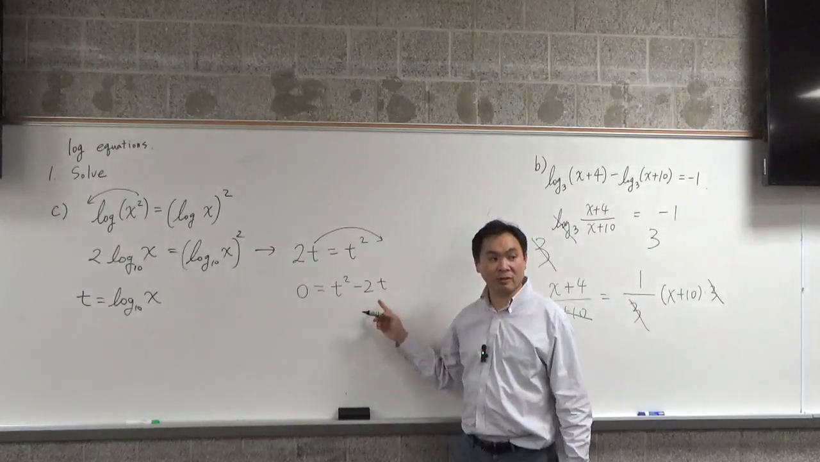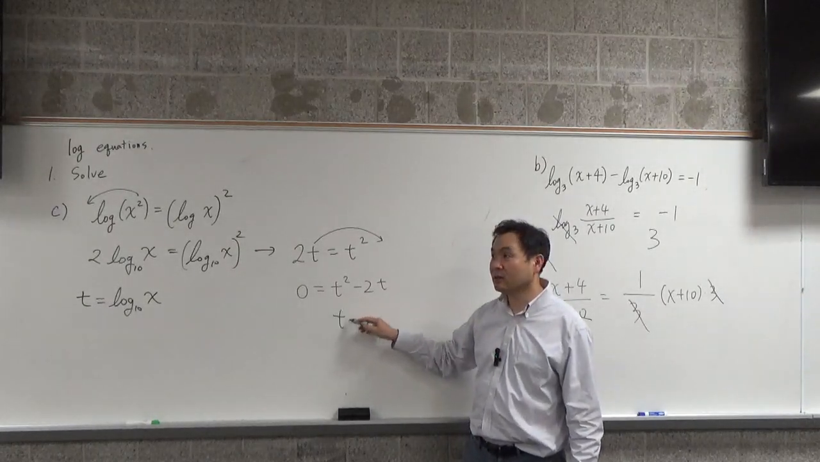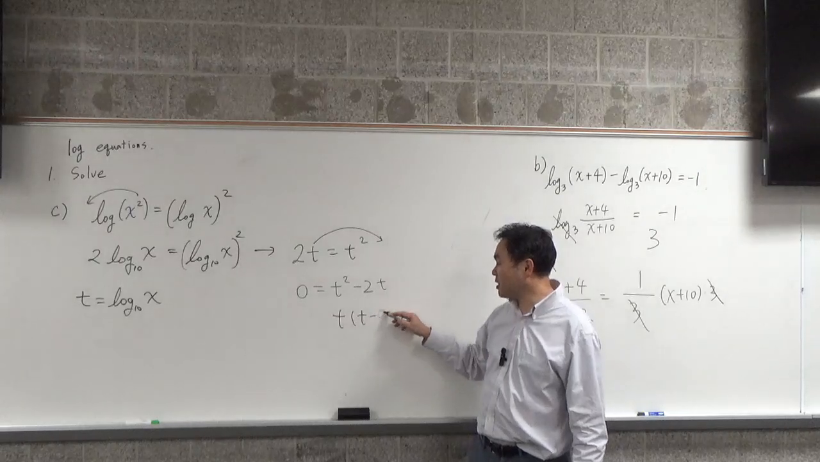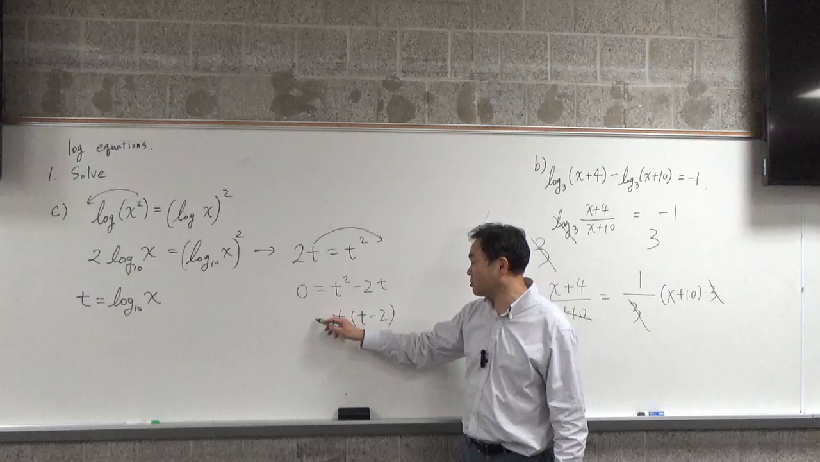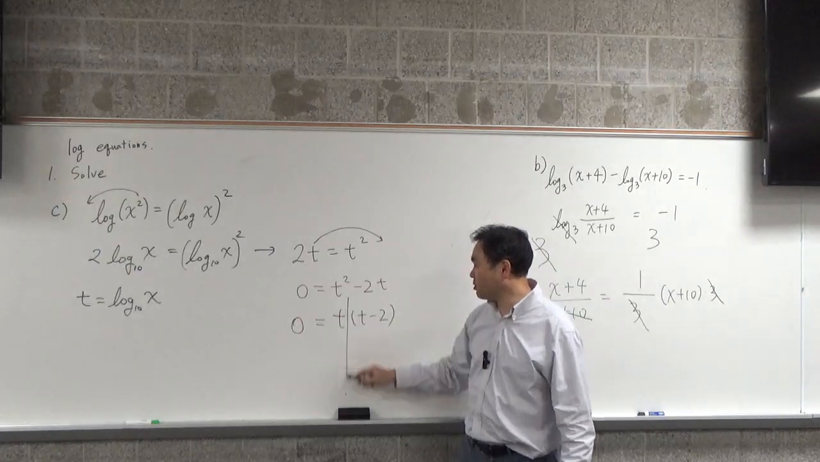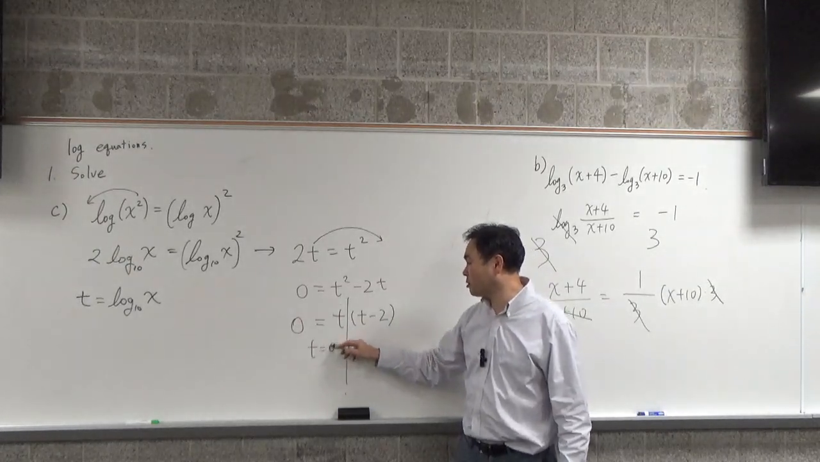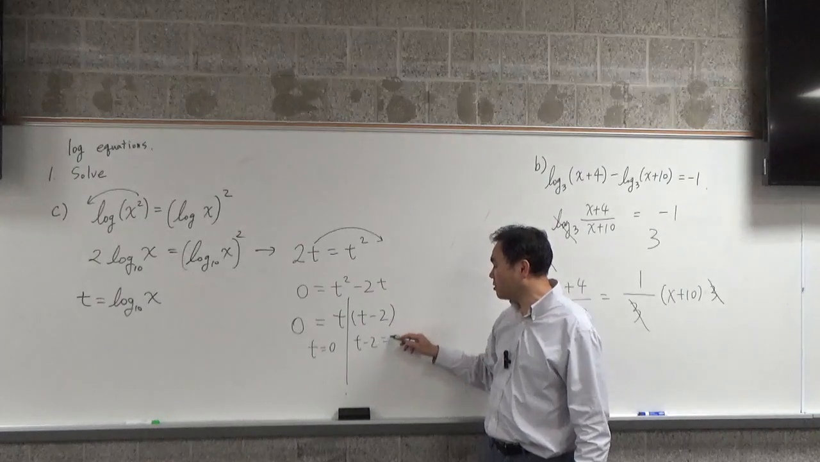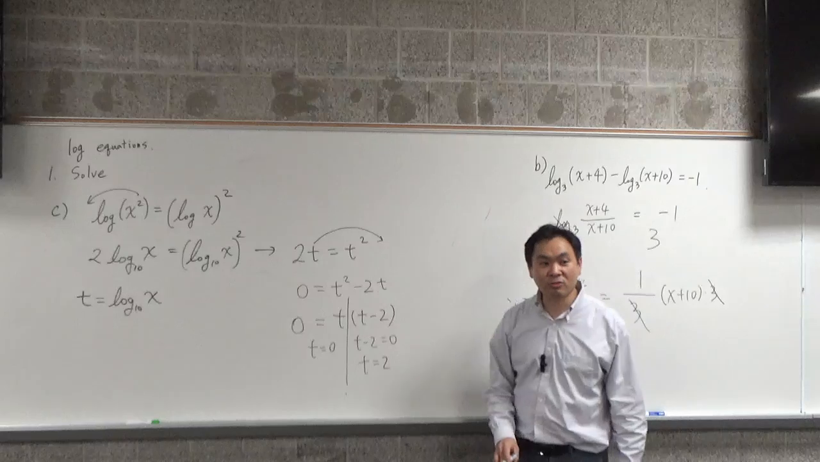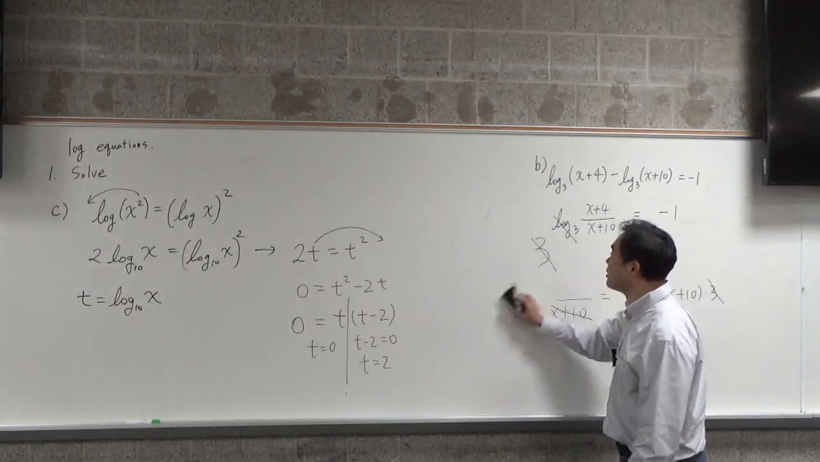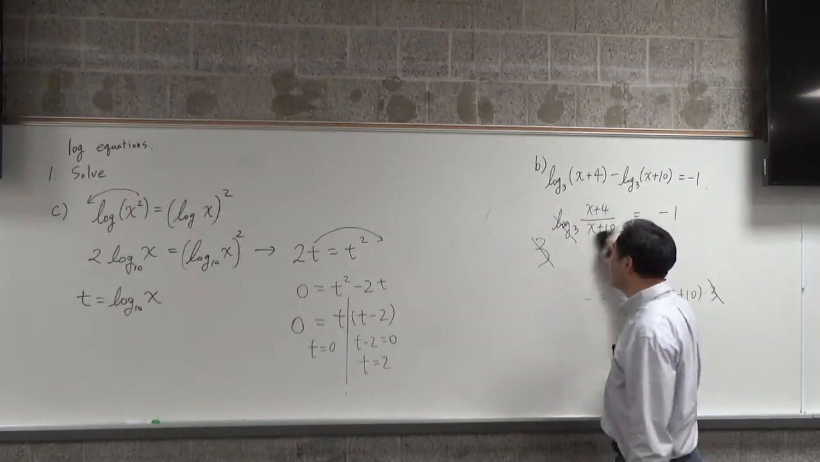Now, what can you do with this? You can factor a t, and that gives you t times t minus 2. t times t minus 2 does give you t squared minus 2t. Therefore, when you solve, you get t equals 0 or t minus 2 equals 0. This one further says t is 2. So I get t equals 0 and t equals 2. Are we done? Did we solve it? Why not?